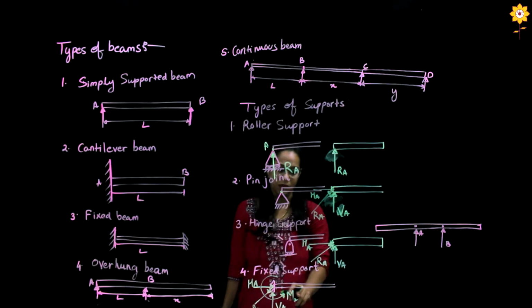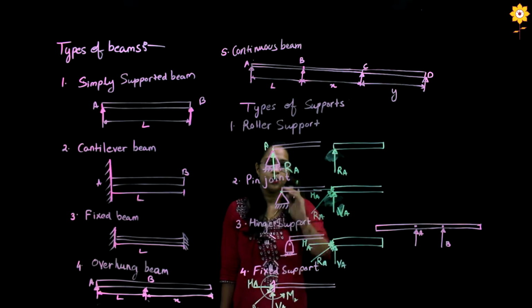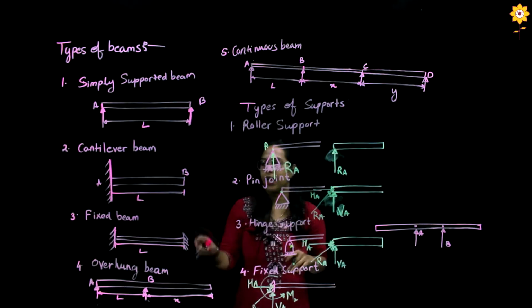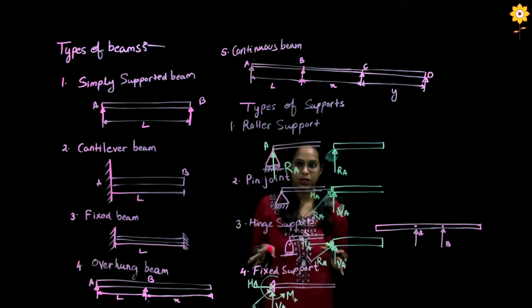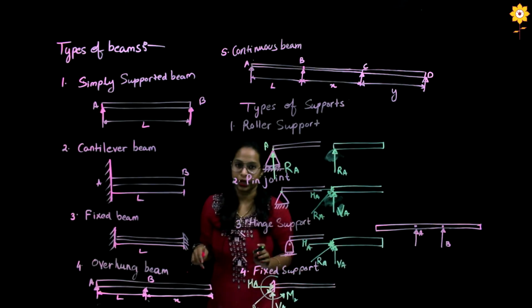Now this is the fixed support. So these are the kinds of support, and whenever we have a question and we need to draw a free body diagram, we should remove the supports and put the reactions, which will always be unknown. So we need to find those unknown reactions.